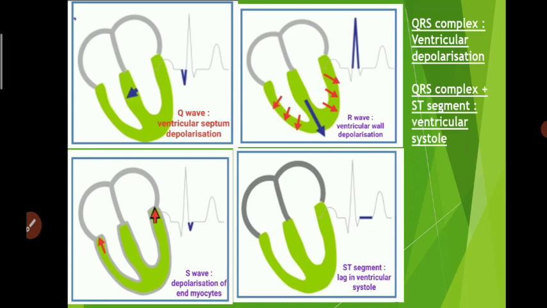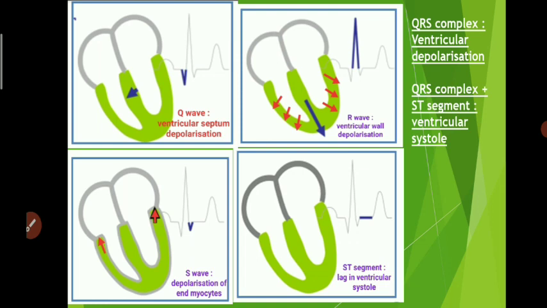And at last, of the QRS complex, we have an S wave which represents the depolarization of the myocytes present at the ends of the Purkinje fibers. Therefore, the QRS complex altogether represents the depolarization of the ventricles. Again, the Q wave represents the depolarization of the ventricular septum, that is the wall between both the ventricles. The R wave represents the depolarization of the walls of the ventricles, and the S wave represents the depolarization of the myocytes at the end of the ventricles. The S wave therefore represents the end of the depolarization of the ventricles.